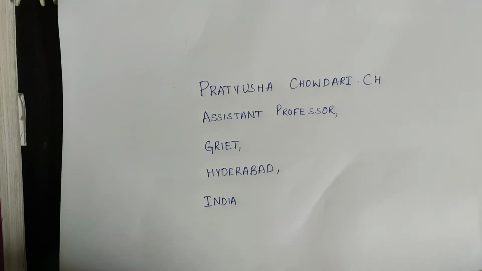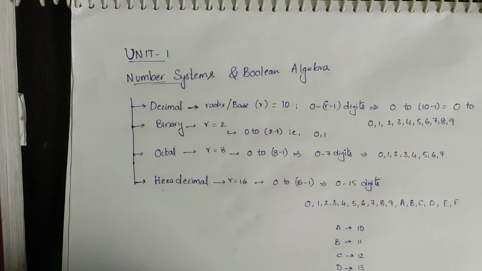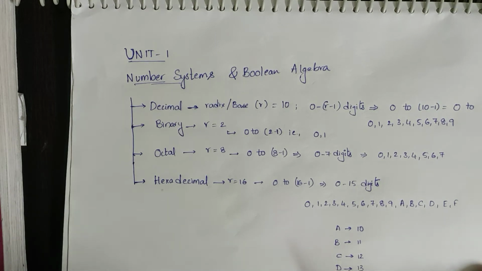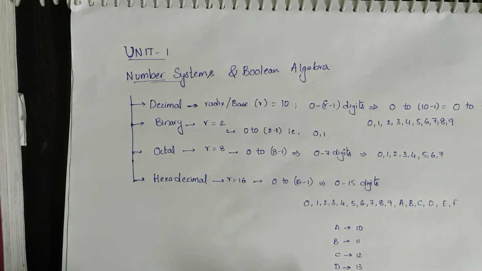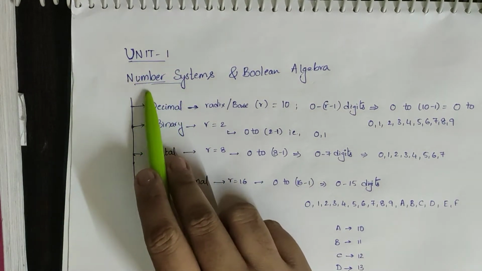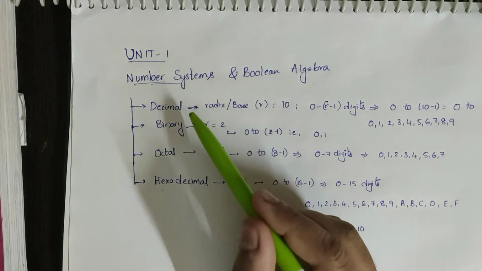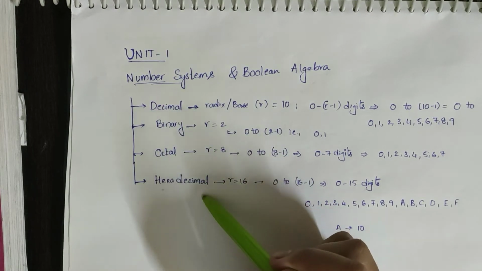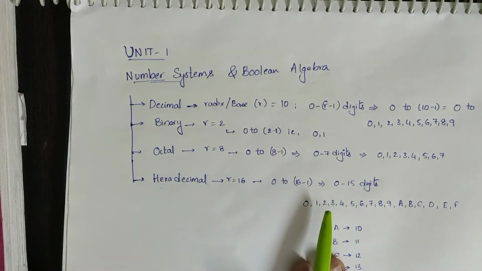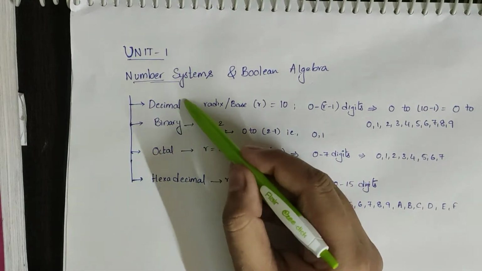Today I am going to discuss number-based systems: number systems and Boolean algebra. Under this first unit I am going to discuss number systems. Firstly, the number systems are classified into four categories: decimal numbers, binary numbers, octal numbers and hexadecimal numbers. In the first video we have already seen the classification.